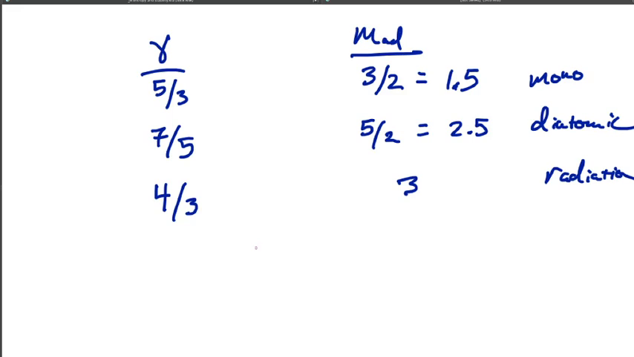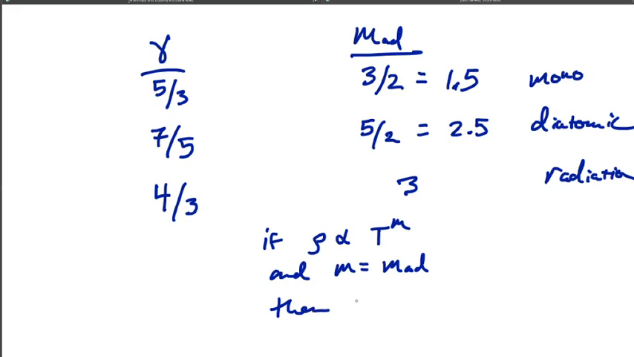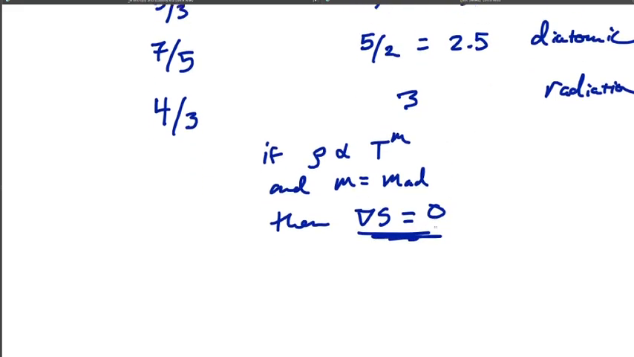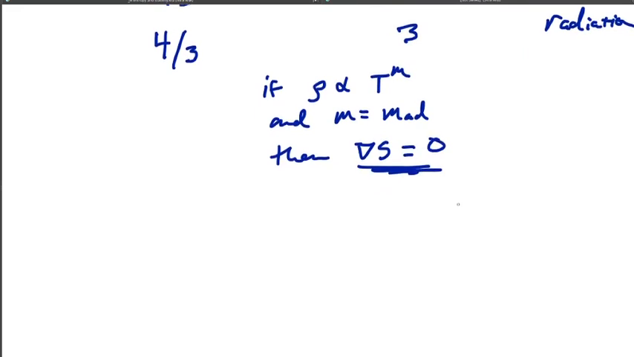And remember, what that means is that if rho goes like T to the m, and m is m adiabatic, then the entropy gradient in the system is equal to 0, and you have an adiabatically stratified system. Okay, so what about if m is not equal to m adiabatic?